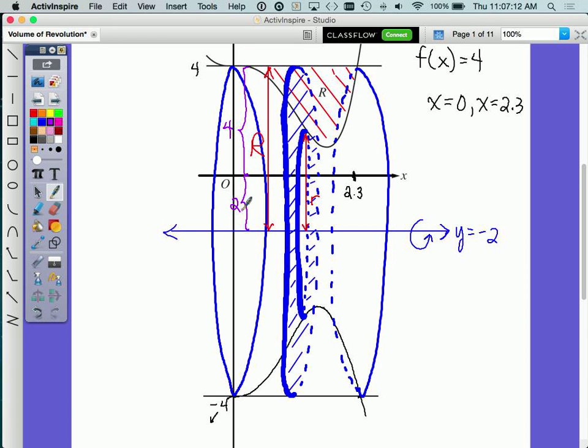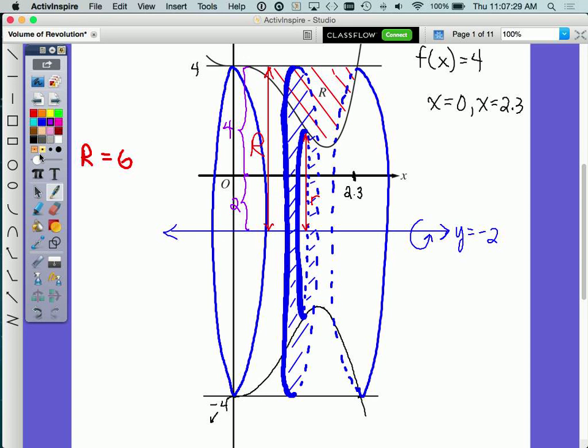I've got this part here, which I know is 4, and this part here, which I know is 2. So the big radius is just 6, and no matter where my slice is as I move across here, that big radius is always going to be 6. So that's sort of easy, and I can just write that down now. Big R equals 6. It's a constant. Now I need to find little r.